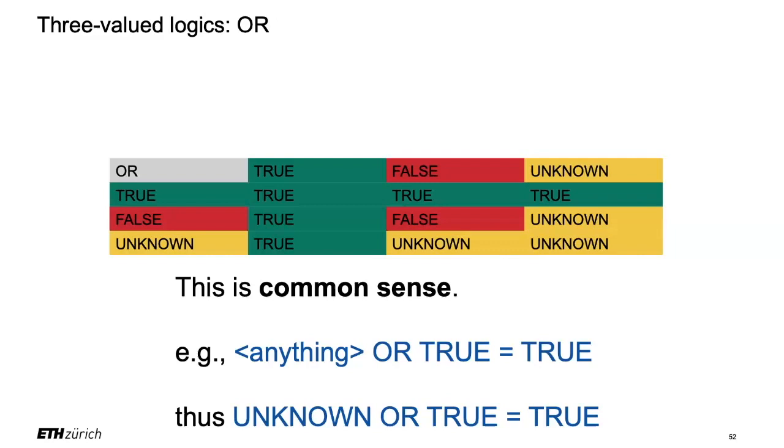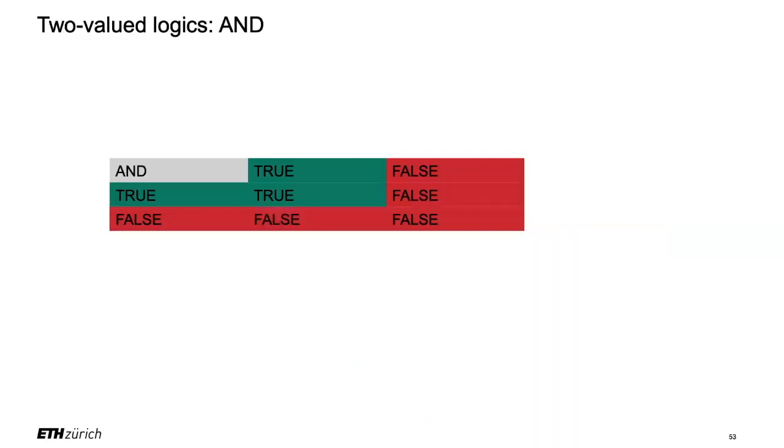So this is really the idea here. Imagine that unknown means you have this noise that covers whatever you're saying and you don't hear it. But you can still very often infer a few things, right? Unknown or true is always going to be true, but unknown and true might be false, right? So the same with and. So true and true is true, but true and false is false, right?